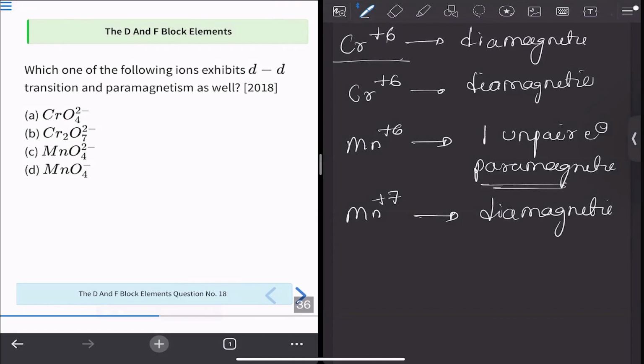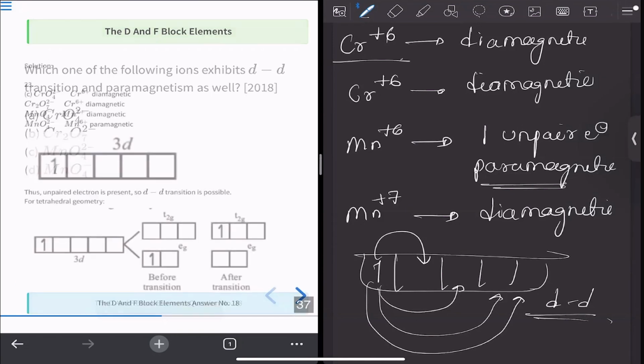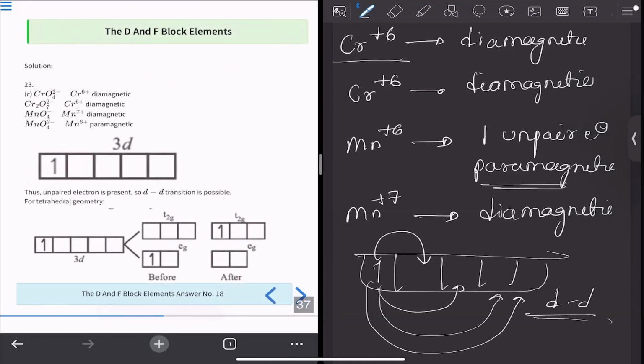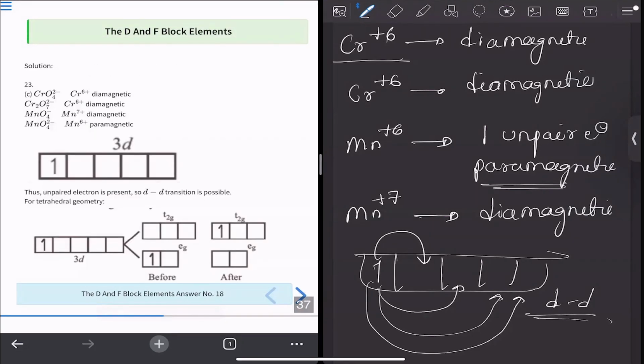So it is paramagnetic, and one unpaired electron is left. This can change from here to here, here to here, here to here, and here to here. This is known as a d-d transition. So it can also show d-d transition as well. So option C, MnO4 2 minus, that is manganese which is present in the plus 6, is the correct answer. Option C is the correct answer. Okay, where the manganese is in plus 6 oxidation state. That is the correct answer.